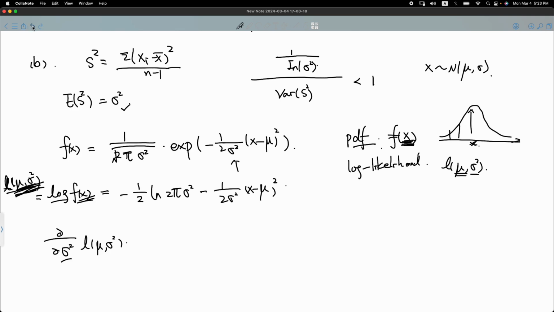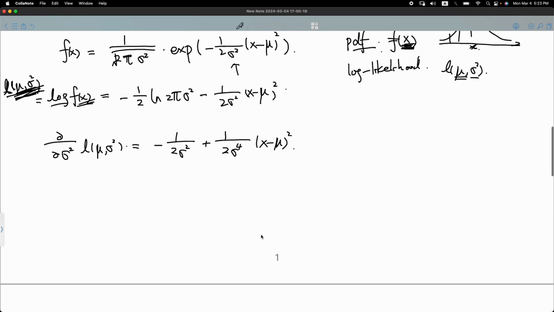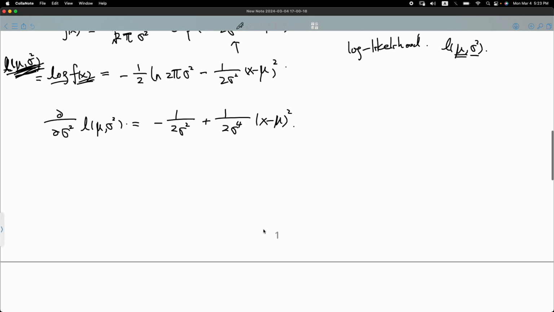Okay. So now we just need to solve for this derivative. Let's see. Yeah, so we have negative of 1 over 2 sigma square, and then plus 1 over 2 sigma raised to the power of 4, and then x minus mu square. Okay, and then to evaluate the Fisher information matrix for this particular parameter, we also need to take the second order derivative.